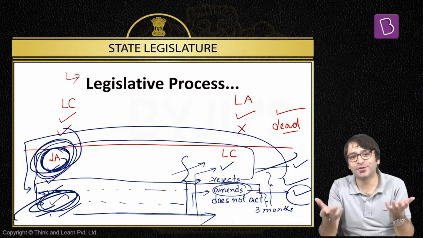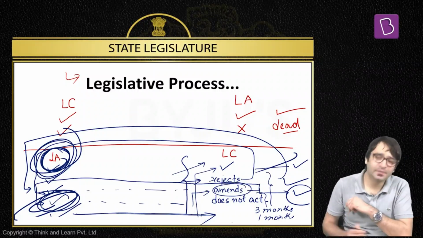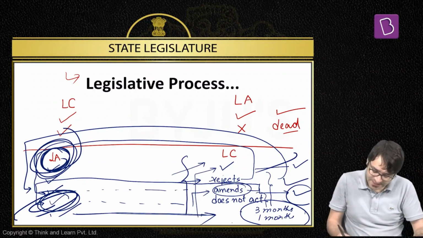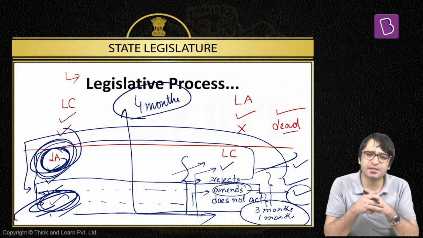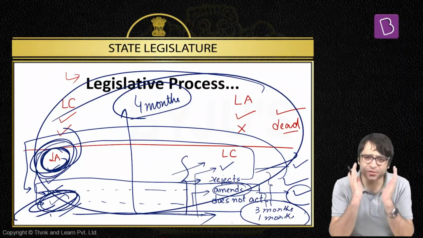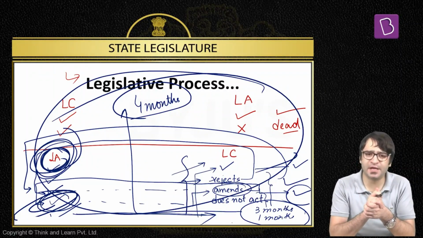And if the legislative council does not act on this bill again, at the expiry of 1 month period, the bill shall be deemed to be passed by the state legislature, which means the maximum that a legislative council can do, it can delay the passage of a bill by 4 months. And for this reason, why should we have legislative councils in the first place? That means it is this inferior legislative process that tells us quite loudly and clearly that there should be no space, no place for legislative councils in India.